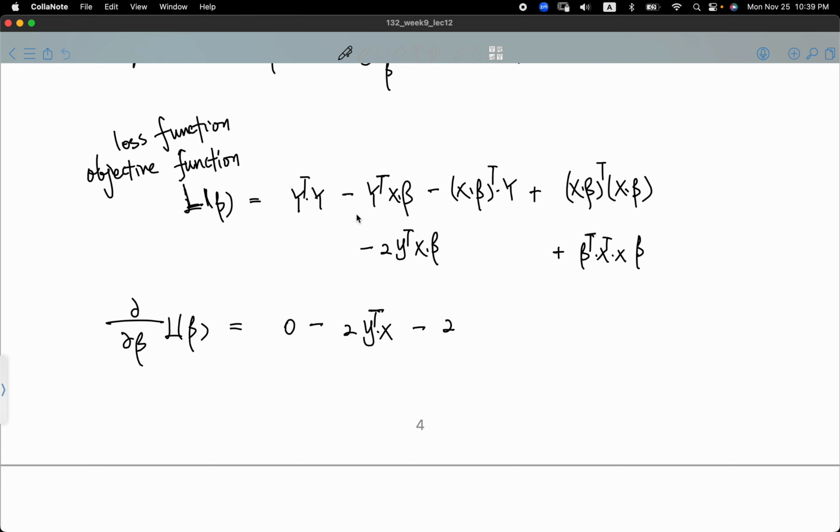Okay, so this part is equal to that, and then this part is equal to that. So now the first term does not involve beta. Take derivative, you will get 0. The second part, you only have one beta here. They are just two identical copies, so you did 2 times that, so that you have y transpose x. And then here you will have the x transpose x multiplied by beta.